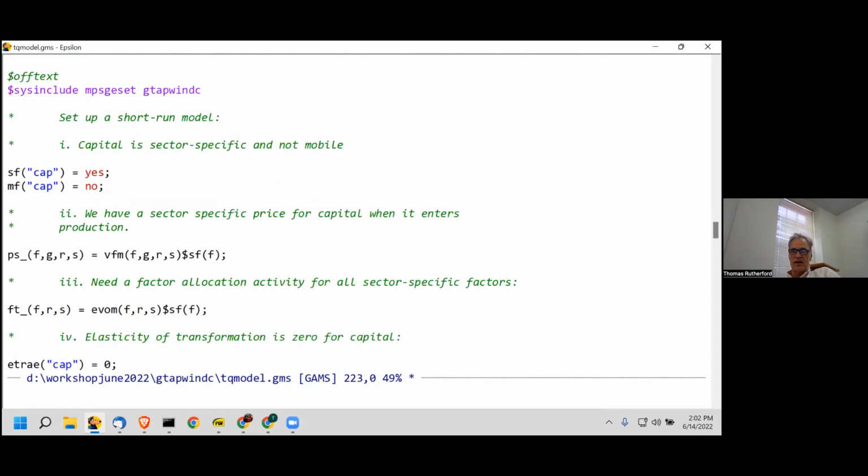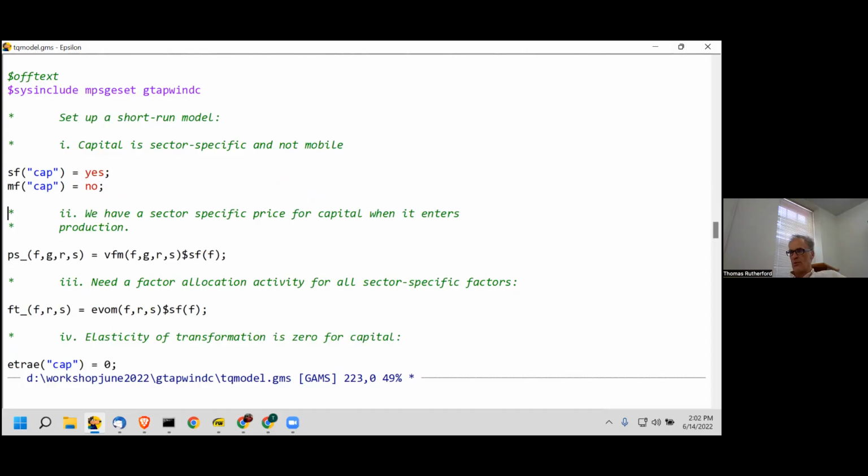So I'm saying, okay, I want to look at quota reform, but I don't want to have capital mobile. I want capital to be something specific to the sector. So I'm thinking about a short run impact of quota reform. That way we get a sense about what the effects are in the individual. So here's the logic to convert.